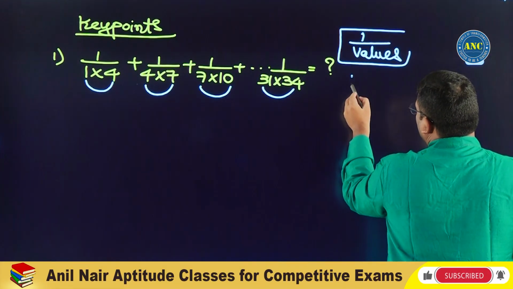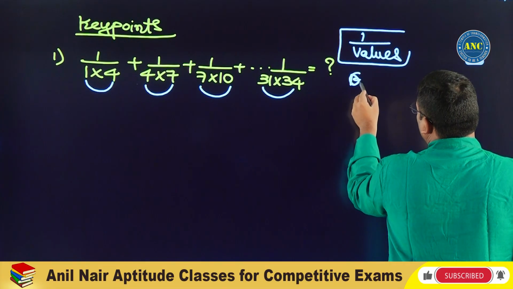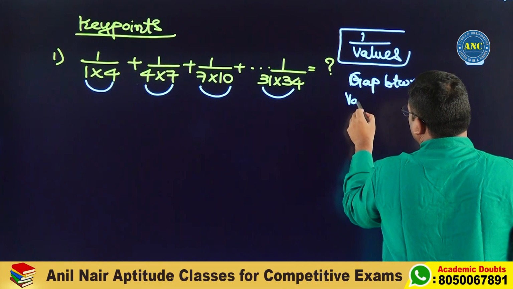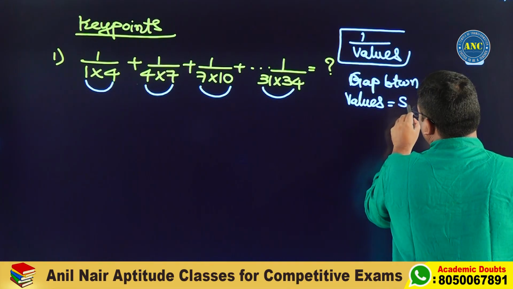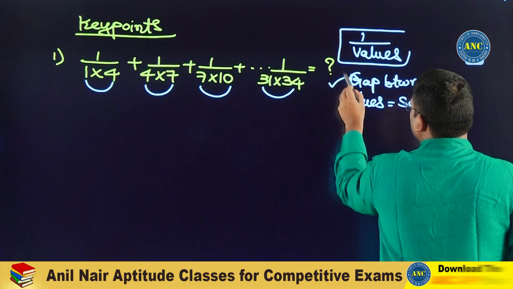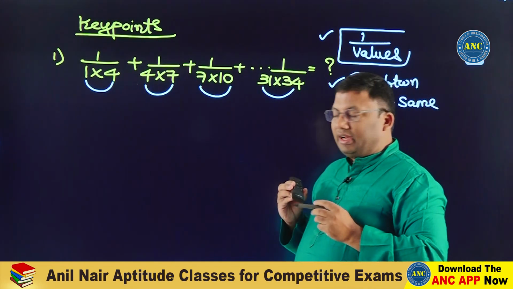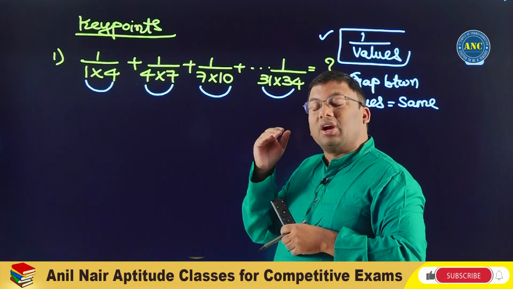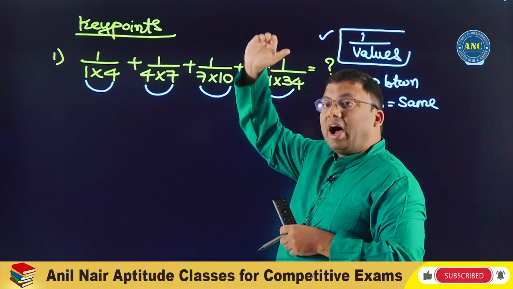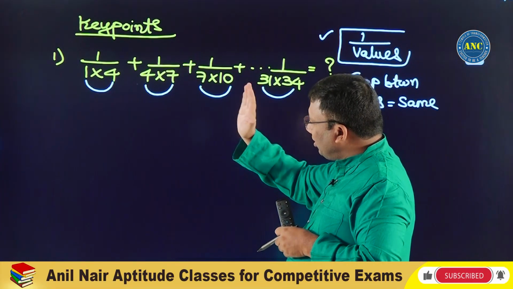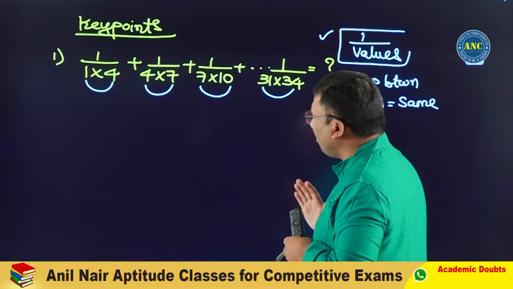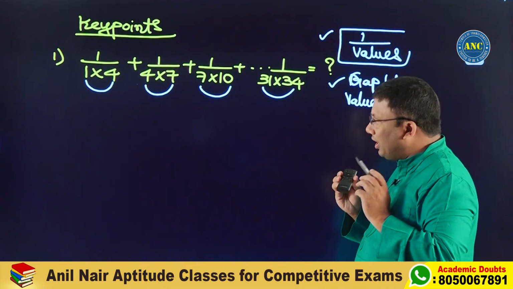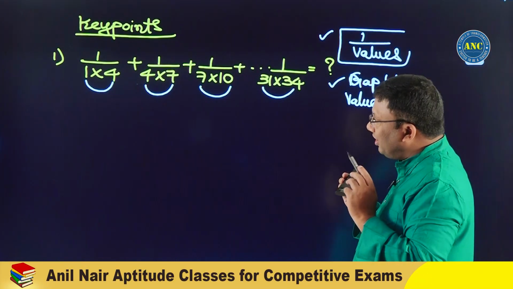Next point: the gap between values is the same. Sir, what if it is not the same? Then it will become sin x, cos x, e power x, log x, sin hx, cos hx, a higher series. In our examination, all the differences will be constant. So these are the two important observations. 1 and 4 difference is 3, 4 and 7 difference is 3.